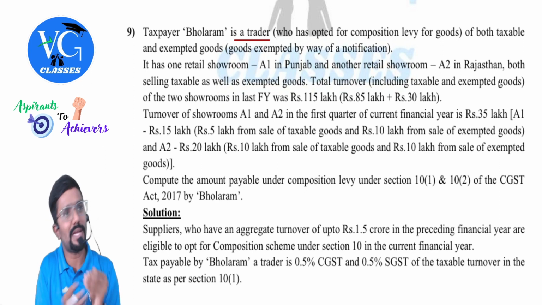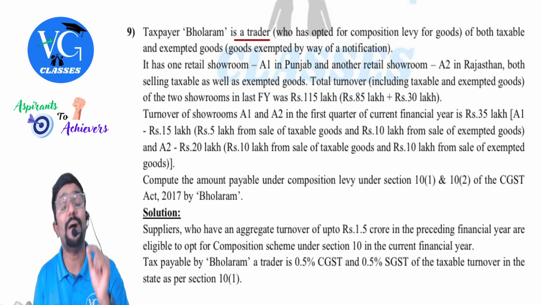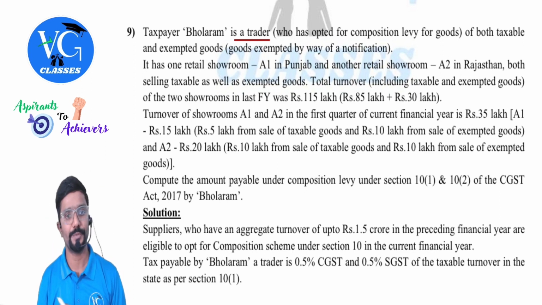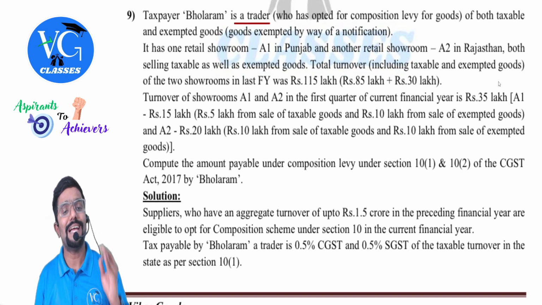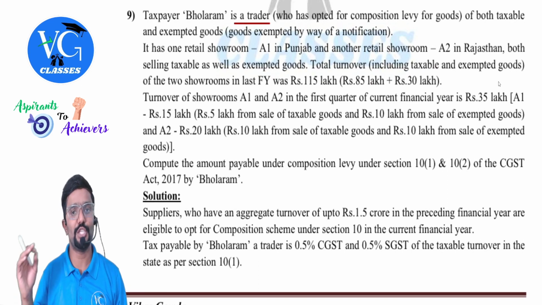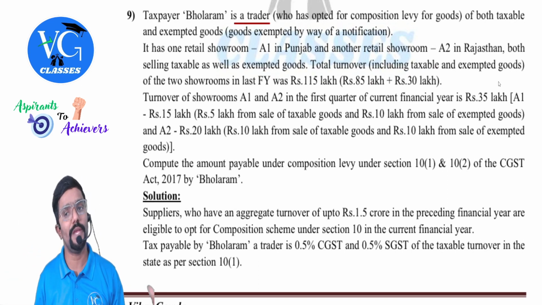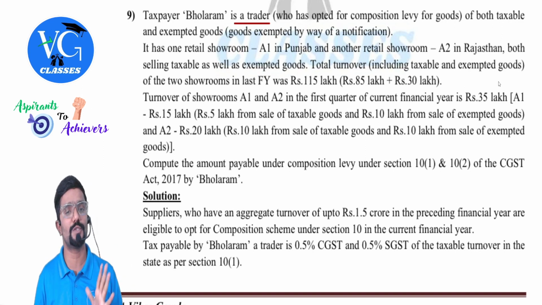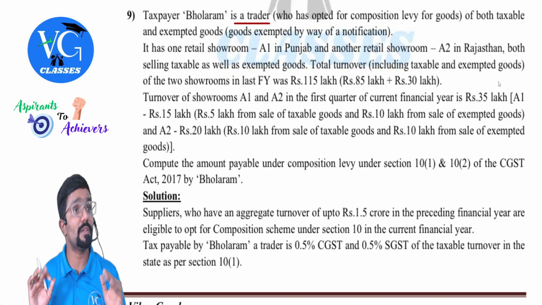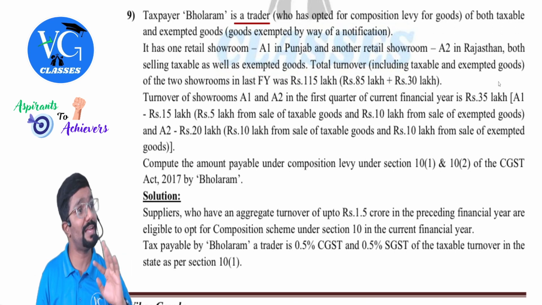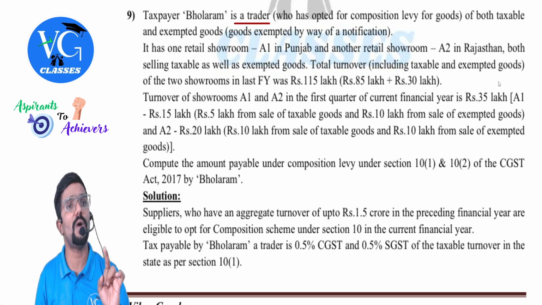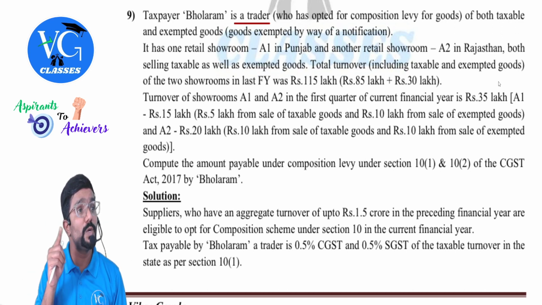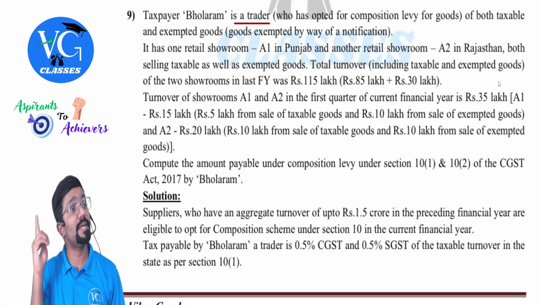Can he be covered under the composition scheme? Yes. But when he is paying tax, he will pay 1% tax only on taxable turnover. It has one retail showroom A1 in Punjab and another retail showroom A2 in Rajasthan. Both selling goods that are taxable as well as exempted goods. Fine. There is no condition that you cannot sell exempted goods. You can sell it, but you will pay tax only on what? Taxable turnover.